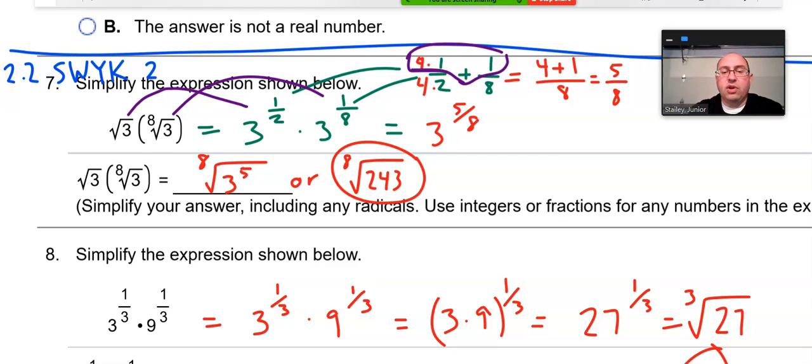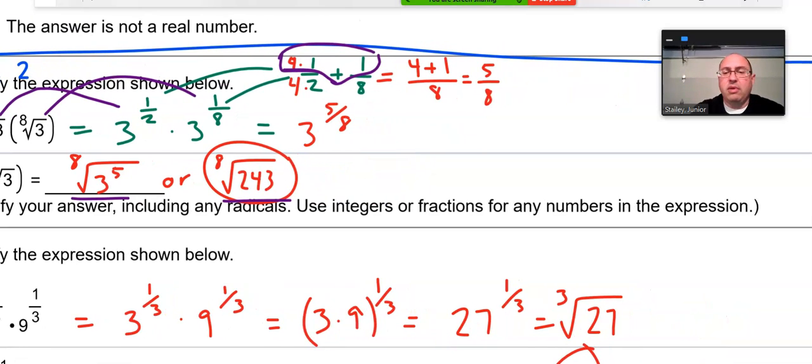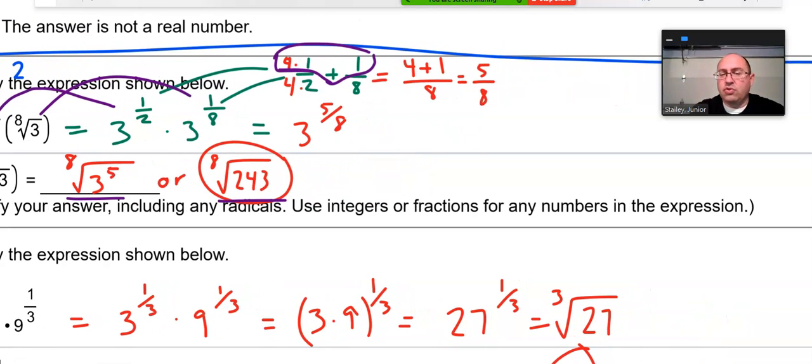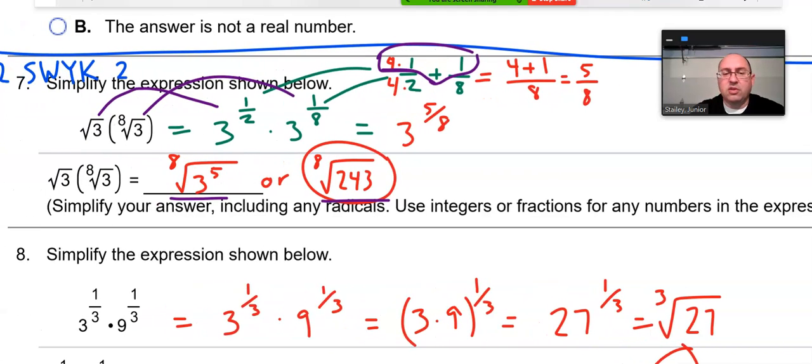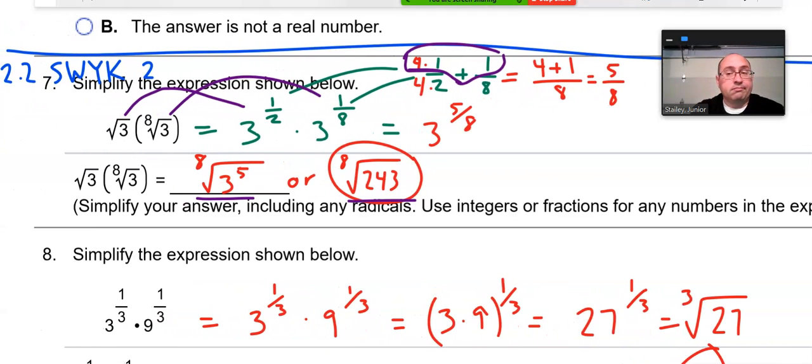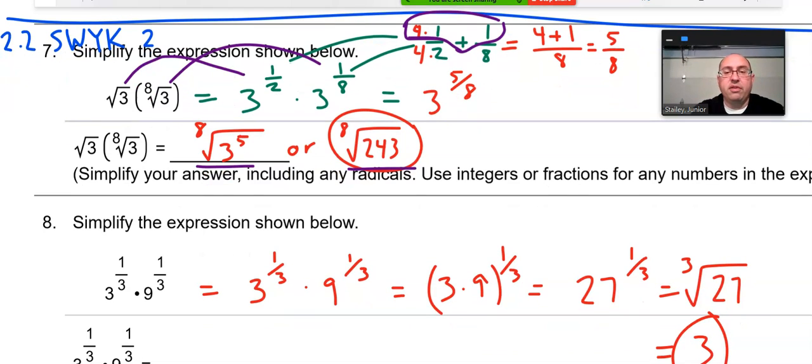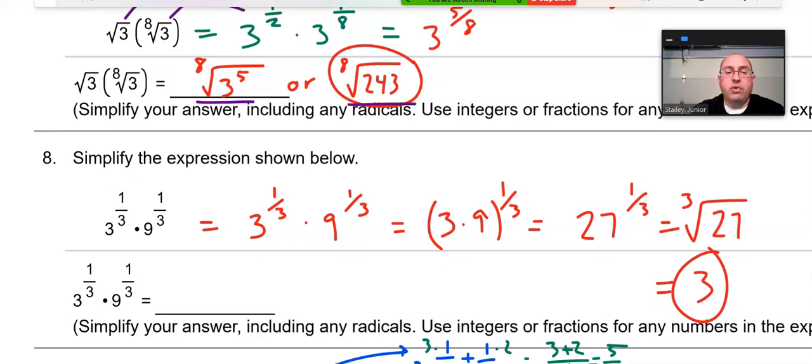Simplify your answer, including any radicals. So they want the 8th root of 3 to the 5th, which, and 3 to the 5th is 243. I'm not sure whether they will like this answer or this answer. So you might have to make sure. Use integers or fractions for any numbers in the expression. I don't know. You'll have to just see whether it takes the 8th root of 3 to the 5th or the 8th root of 243.